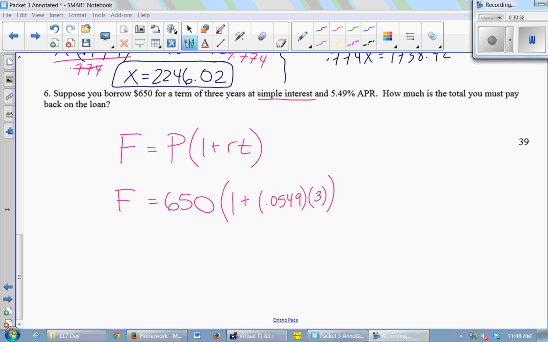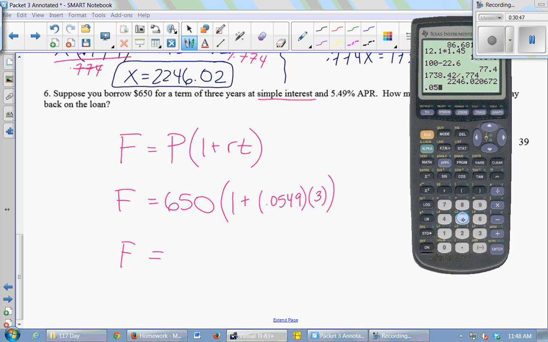And Mike, you said 1.0549? The 1 is already accounted for in the formula. Yeah, okay. All right, so now we just follow the order of operations. So I have to do the multiplication first. 0.0549 times 3, and add 1, then multiply by 650. So I get 757.56.